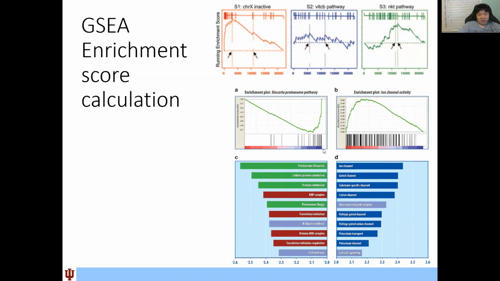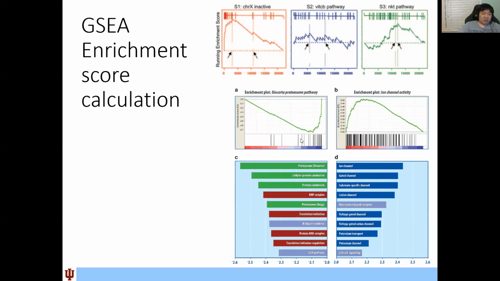And the color bar here shows the level of the correlation that you used in computing the ES score. The more red means higher correlation, and darker blue means negative correlation. Each bar segment here indicates the hit of a certain gene in the pathway. These are just two examples: an upregulated pathway and a downregulated pathway.